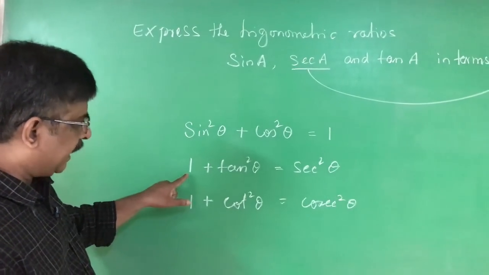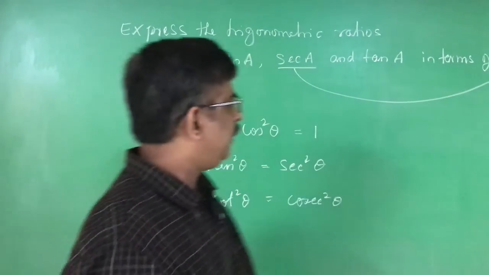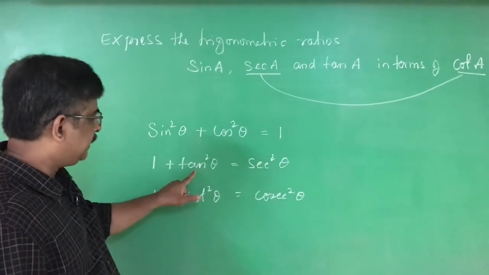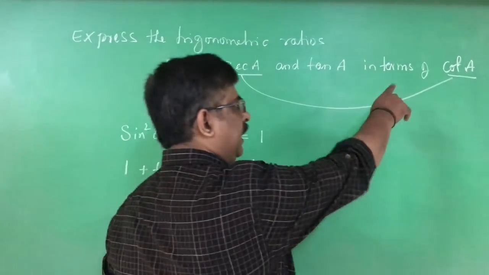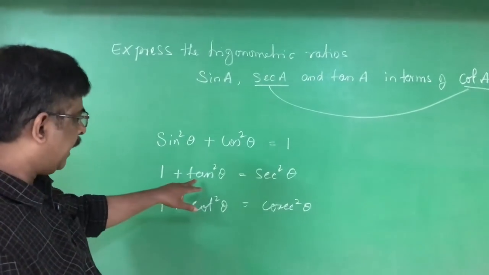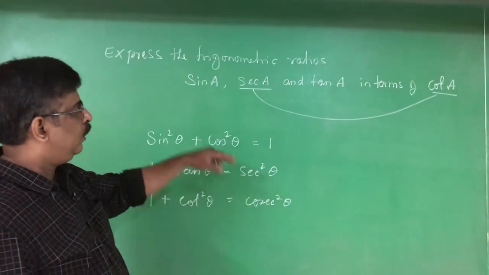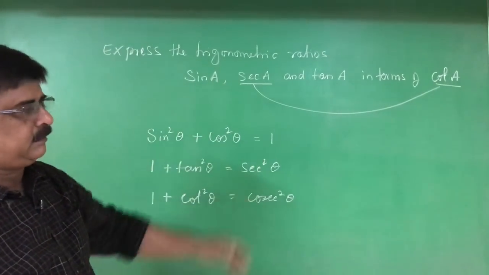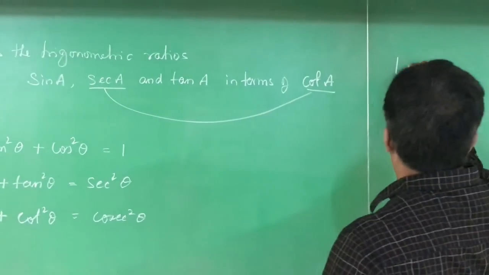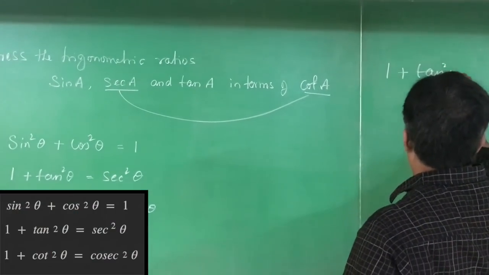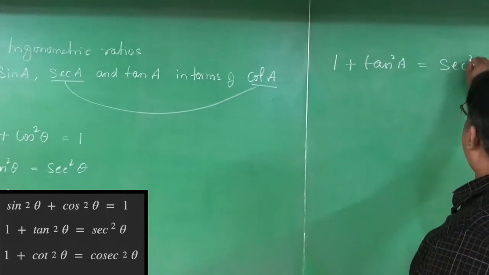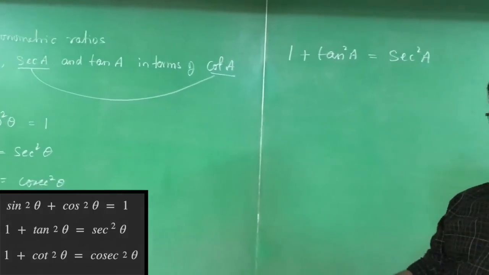According to my knowledge, the second identity suits here. Why? Because secant theta is there, and here tan is there. Tan and cot, there is a relation. Why? Because the reciprocal of tan is nothing but the cot. Therefore, I can select the second identity to express secant theta in terms of cot theta. I write the identity: 1 plus tan square A is equal to secant square A. Right? This is the identity.